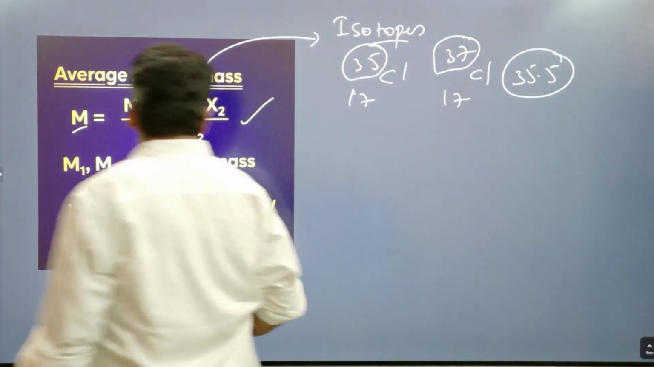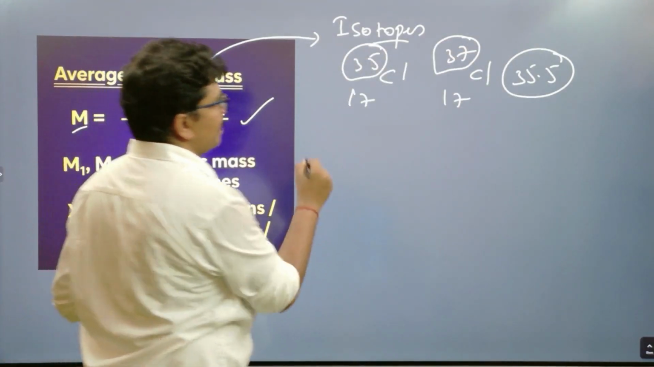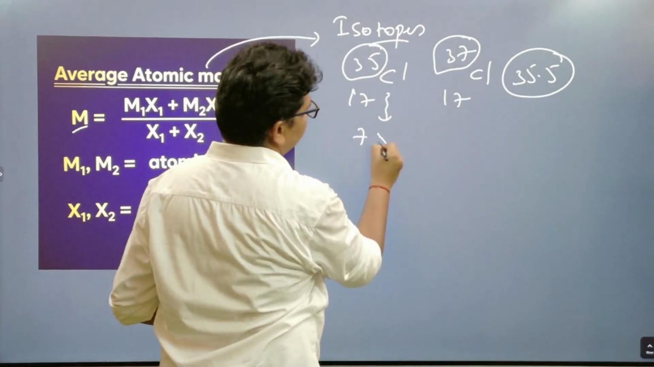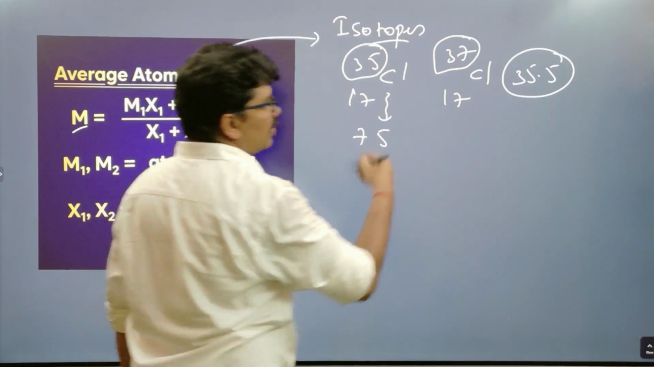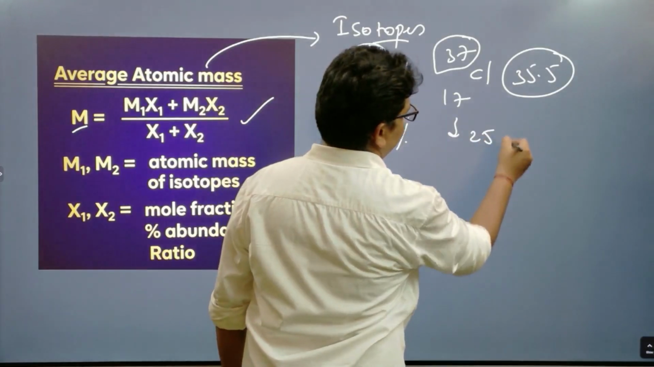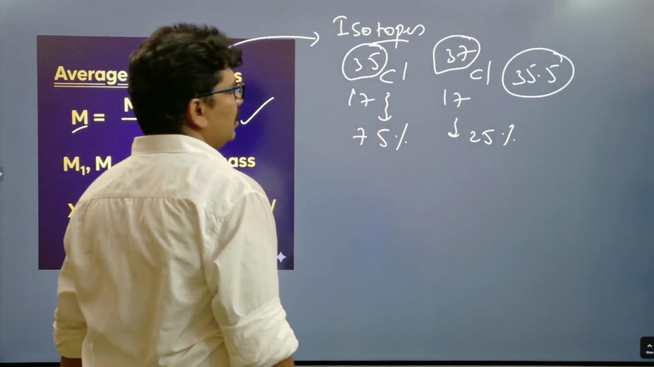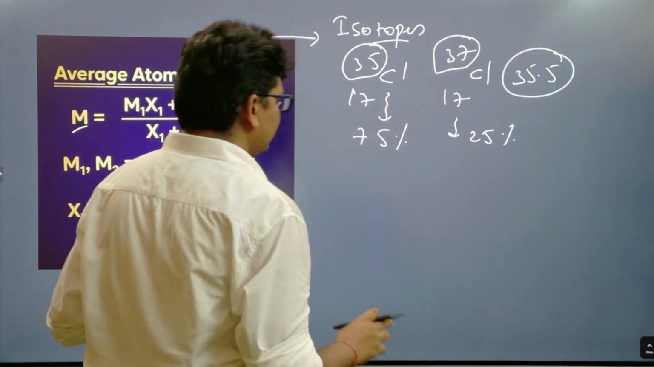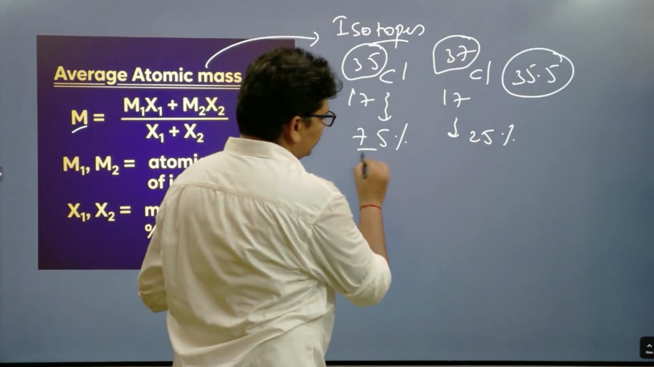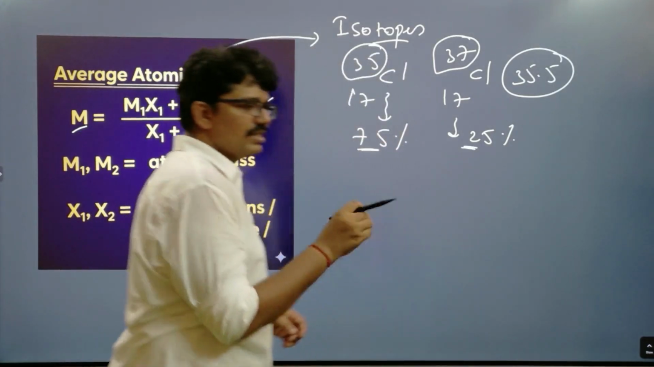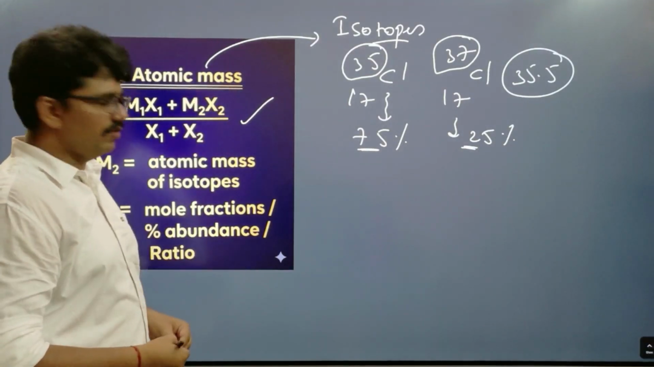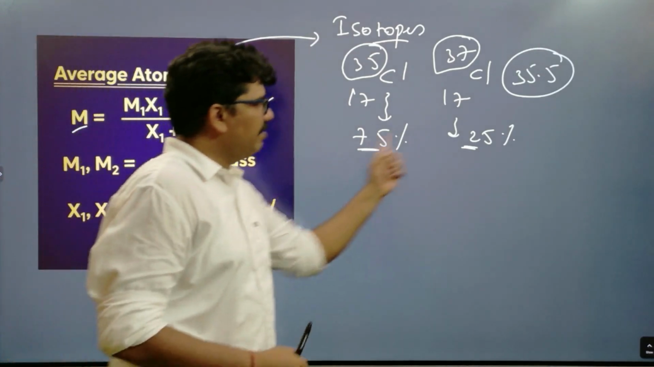Let us take one example to understand this formula. Here, chlorine-35 percentage abundance is 75 and chlorine-37 percentage abundance is 25%. I want the average atomic mass. To find the average atomic mass, this percentage should be given. In questions, they will give either percentages, mole fractions or ratios. So percentage means 75, 25.